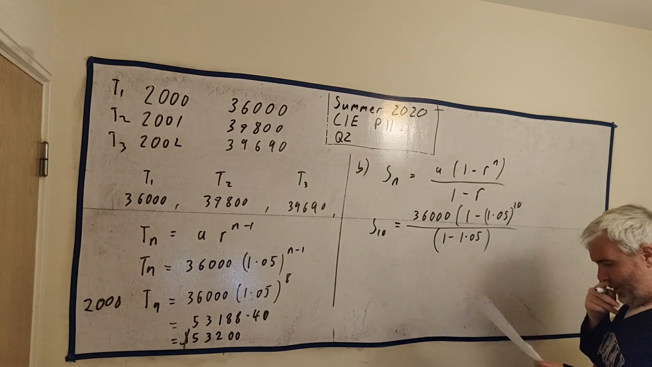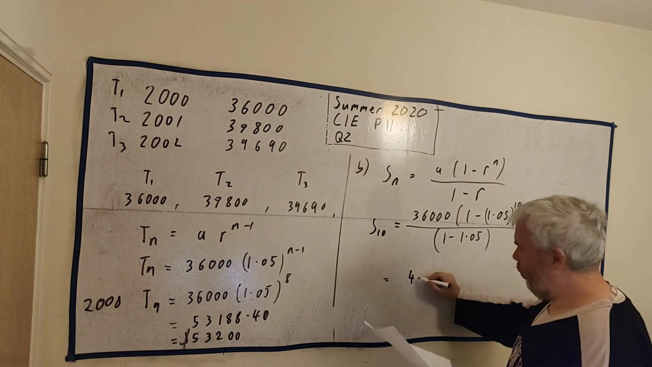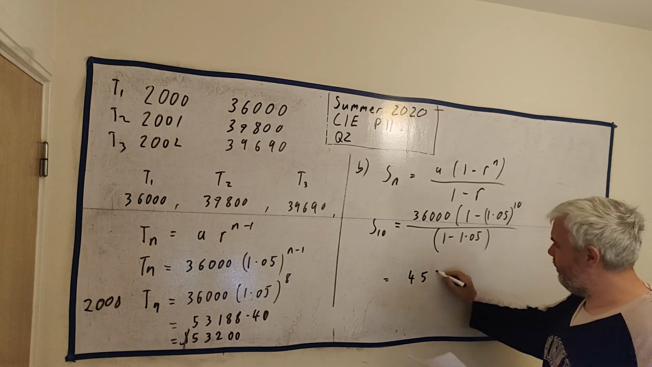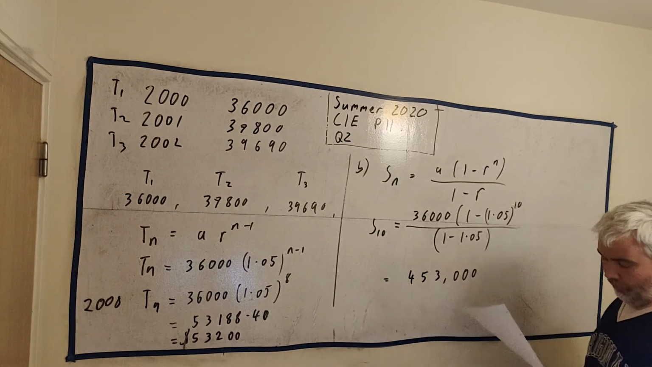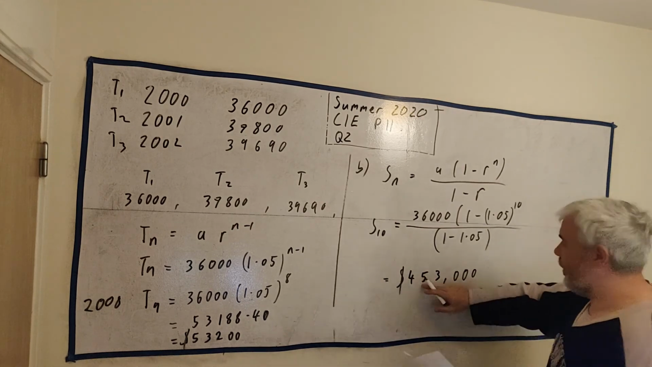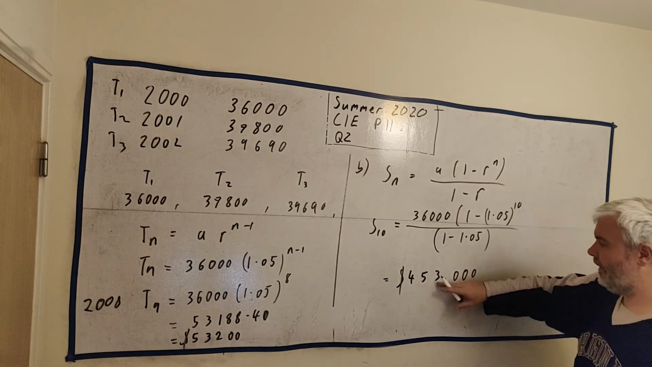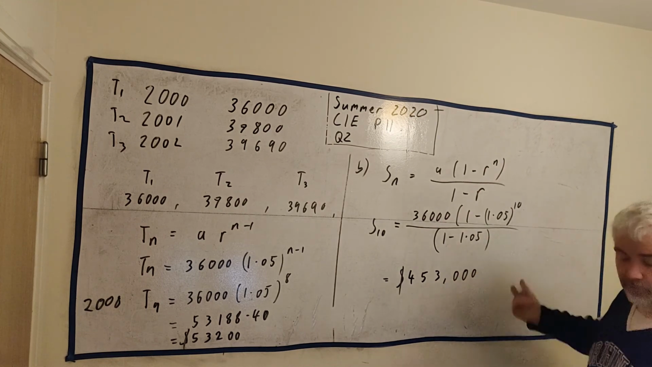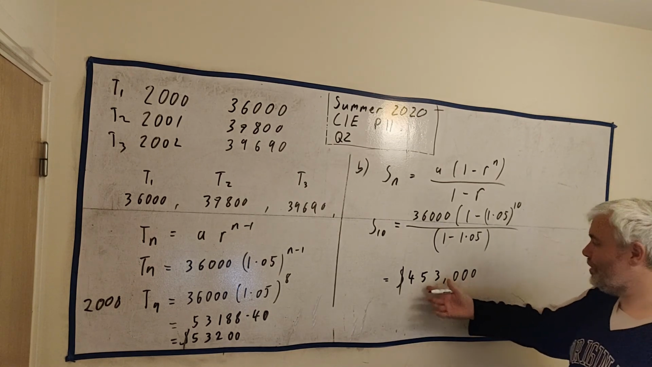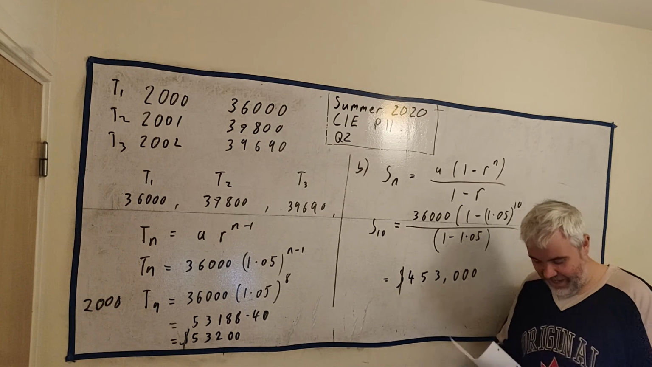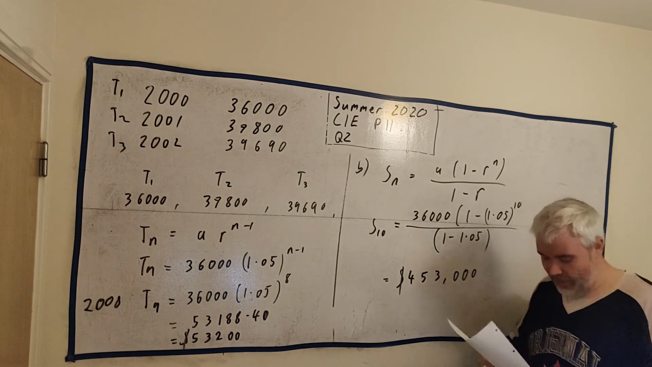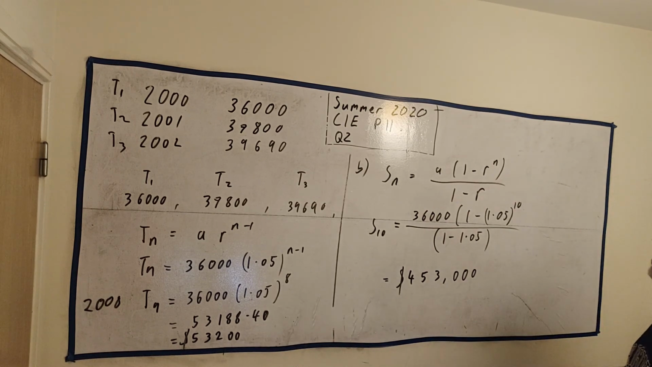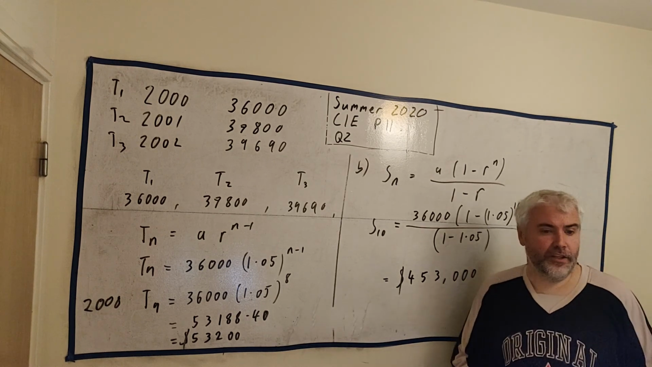And this should all come out to, let's see, 453,000, rounded off to 3 significant figures this time. Although your calculator will give many more digits here. Anyway, that is the right number. That is how much this company makes in a 10-year period. Not bad for one necklace a year, I think.